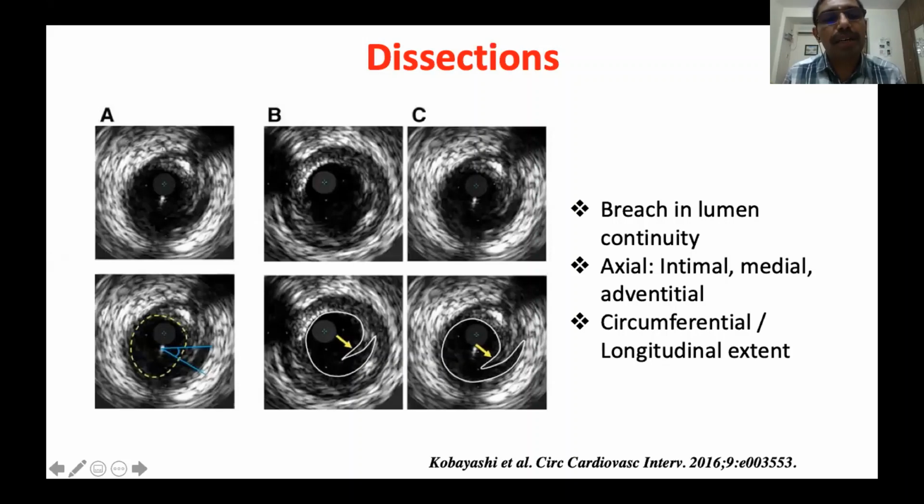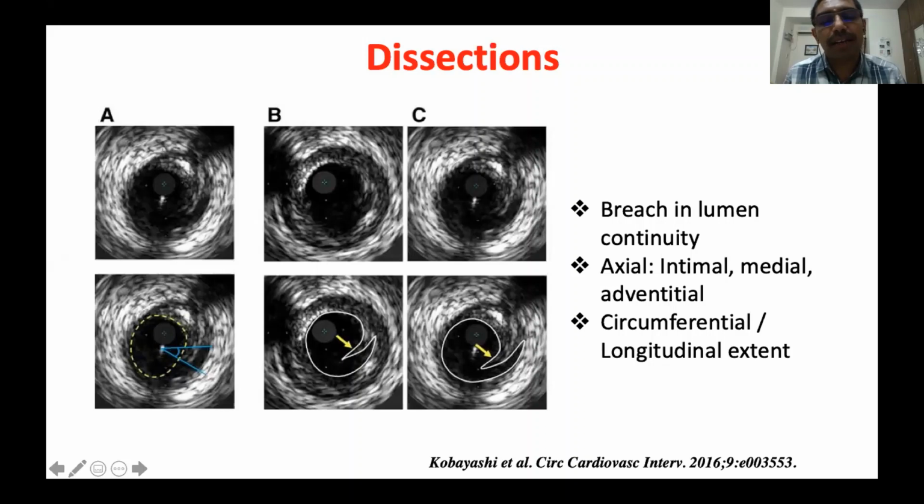And based on the circumferential extent, that is quantified by how many degrees along the circumference it occupies. You say a 60-degree dissection, 80-degree, 100-degree dissection. In the longitudinal plane, how long it extends, about 3 millimeters, 5 millimeters, like that. So this is how we quantify and qualify dissections.